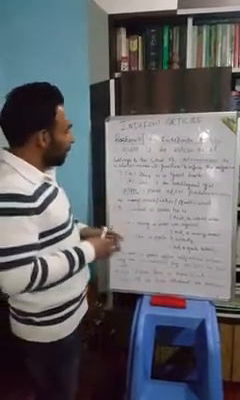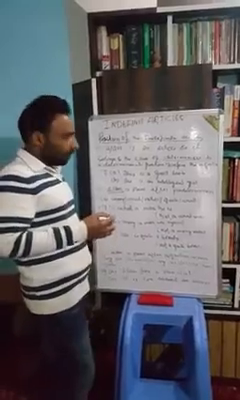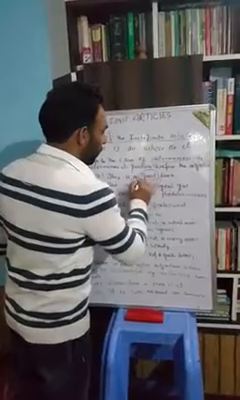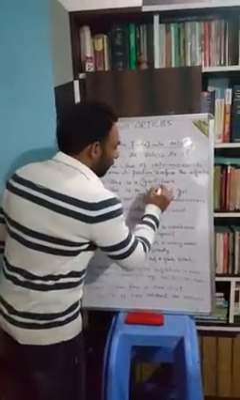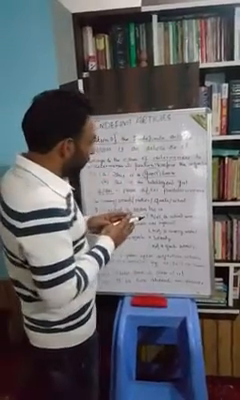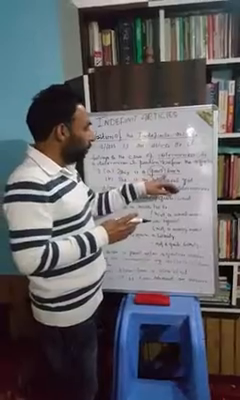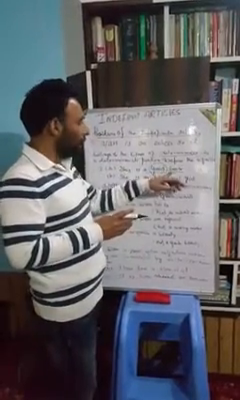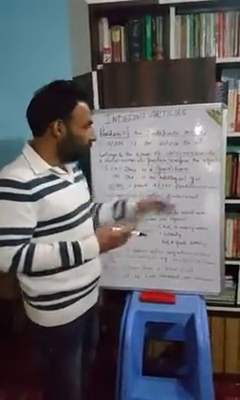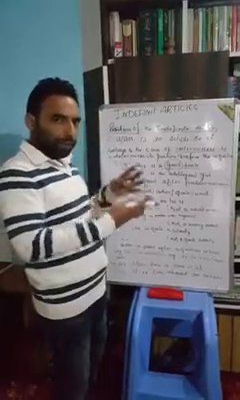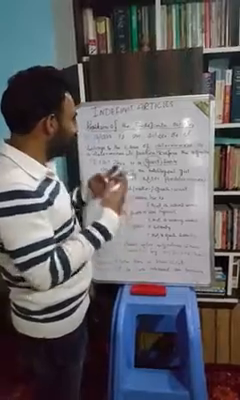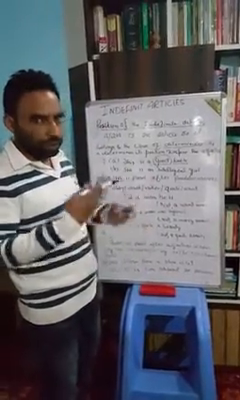Let's take the position of an article before an adjective. For example, this is a good book. Here, the word good is an adjective and book is a noun. In this sentence, we clearly understand that the article cannot be put between good and book. Whenever we have a noun phrase like a good book, an article is usually placed before an adjective. So it is: this is a good book, not this is good a book. That will be a wrong sentence.